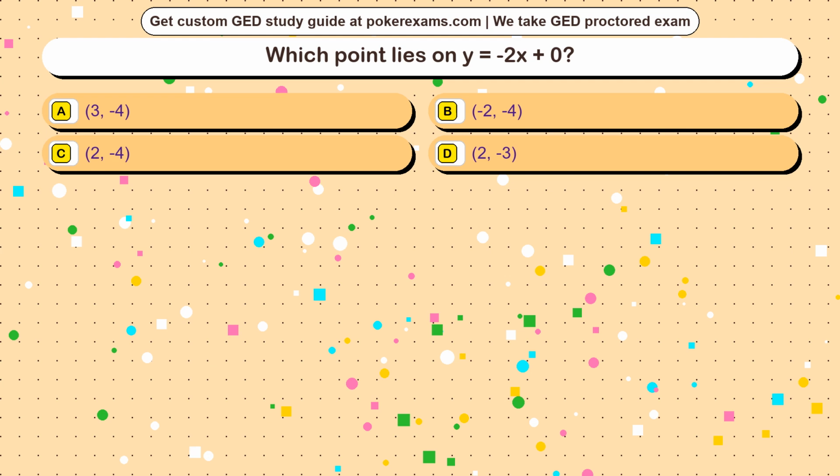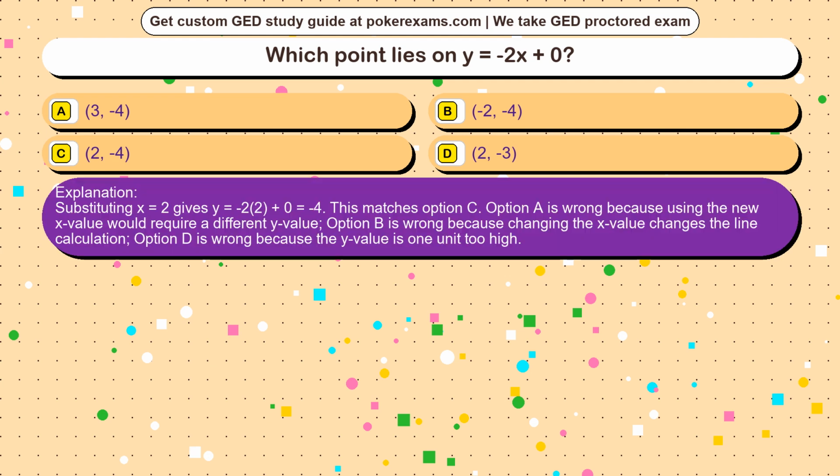The correct answer is option. Substituting x equals 2 gives y equals negative 2 times 2, plus 0 equals minus 4. This matches option C. Option A is wrong because using the new x value would require a different y value. Option B is wrong because changing the x value changes the line calculation. Option D is wrong because the y value is 1 unit too high.